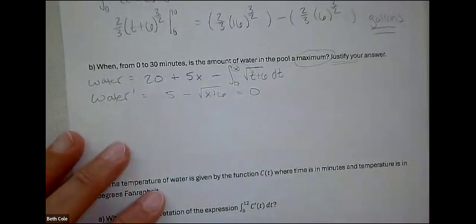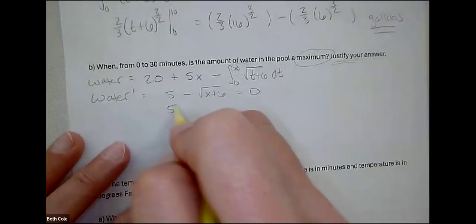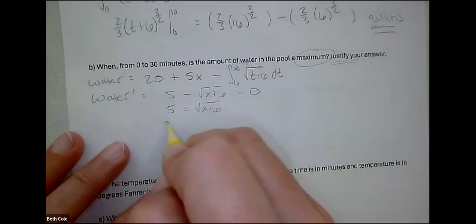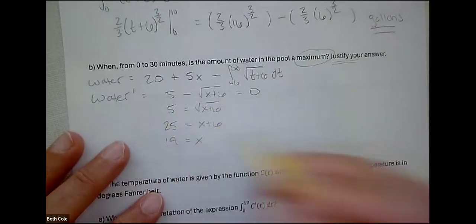I'm going to set this equal to 0 because that's how you get critical points, is derivative equals 0. So then to solve this, we're going to add this over. We're going to square, and we're going to subtract the 6.